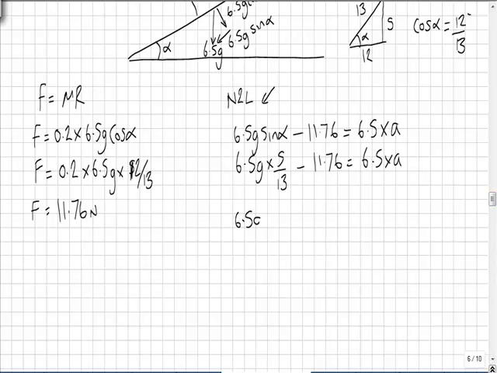Dividing through by 6.5, we can then calculate the acceleration. And in this case, acceleration is equal to 1.96 meters per second squared.